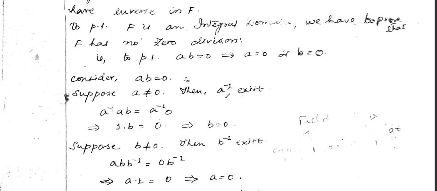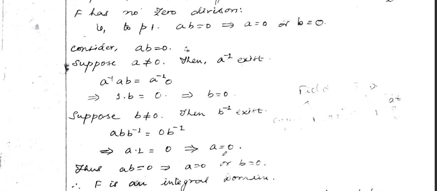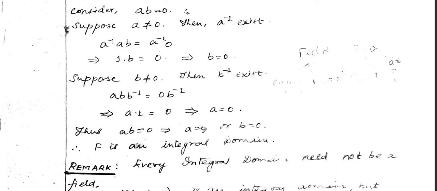Now we'll consider ab to be 0. Suppose a is non-zero, then a inverse should exist because F is a field. So pre-multiplying both sides by a inverse, this is what we get. And this is nothing but 1. You can use associativity, so you have 1 into b, but 1 into b is b because F has a unit element, so b is equal to 0. So if a is not 0, we need to have b to be 0. Similarly, if b is not 0, b inverse will exist, so you get a to be 0. So a dot b equal to 0 should imply either a is 0 or b is 0. That's the condition required for an integral domain.